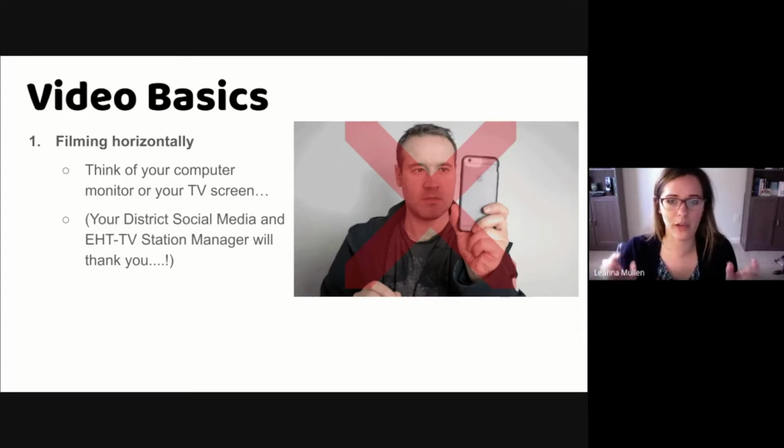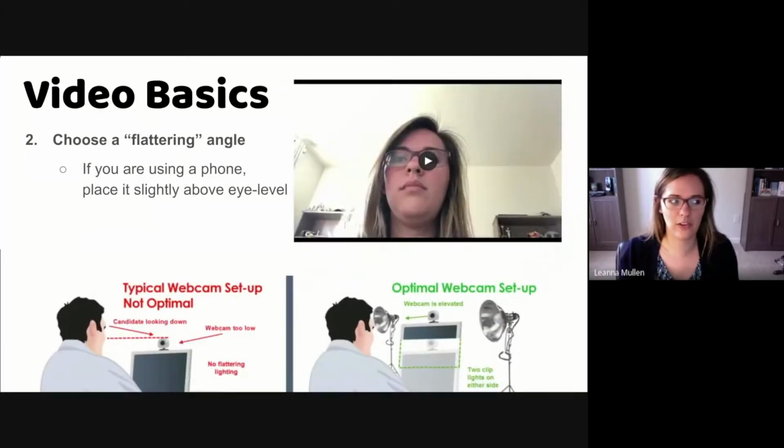If you go vertical, you end up with those black bars on the side, and it just doesn't look great. So this is one way to get started to make sure you shoot it in the correct format. Now, moving on, other things you can do to make sure that you have your best appearance. This is not just for webcams, but also for iPhones.